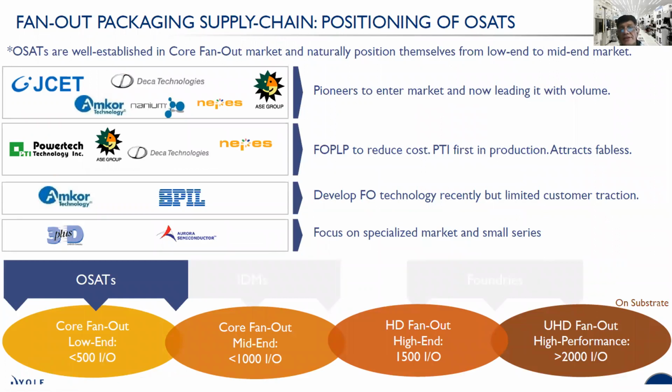So if you take a look at the positioning of the OSATs, this is what is happening. You have the top rung, which is the ASEs and AmkorS and PTIs of the world. PTI has moved into the top rung actually. This first batch is the fan-out wafer level packaging leaders. And then PTI has led the wave on fan-out panel level packaging. All this is how the OSATs are positioning themselves.